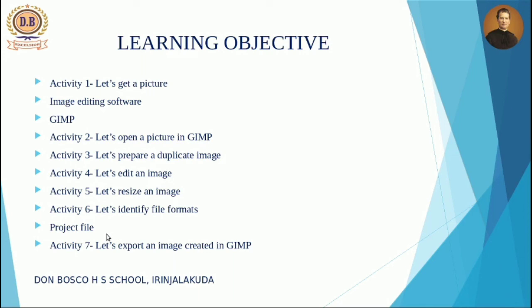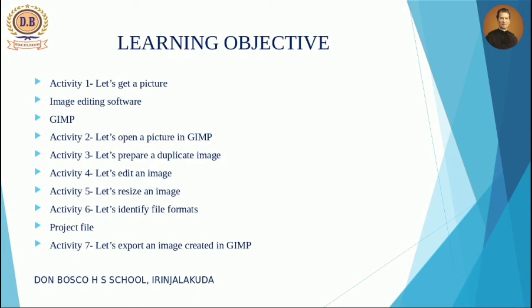So how to export an image, that was our last activity for today's class. How to export an image? We have to click on the file menu, then select the export as option, then a window appears. From that we have to select the location or the folder in which that file should be saved, then give a name for the file, then select the type of the file. From that we have selected PNG.